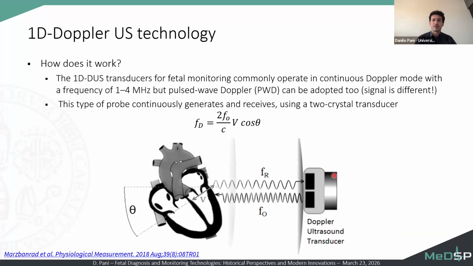The recording principle is typical of the Doppler, physical Doppler sensors. So there is a transducer working between 1 and 4 megahertz. We must say here that continuous wave Doppler and pulsed wave Doppler have different approaches and different signals too, but we will not enter into the detail that much in this presentation. So the Doppler shift is related, as you can see in this picture, to the velocity of the reflecting target, the speed of the sound in the tissue, and the angle that the incoming wave makes with the target part of the body, in this case the fetal heart.